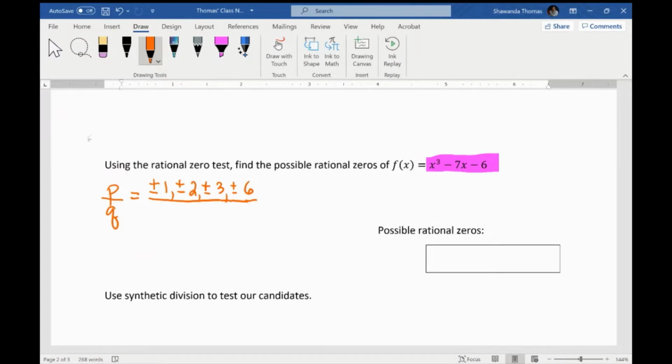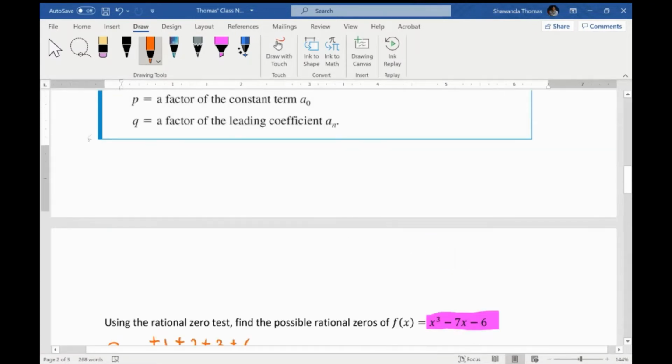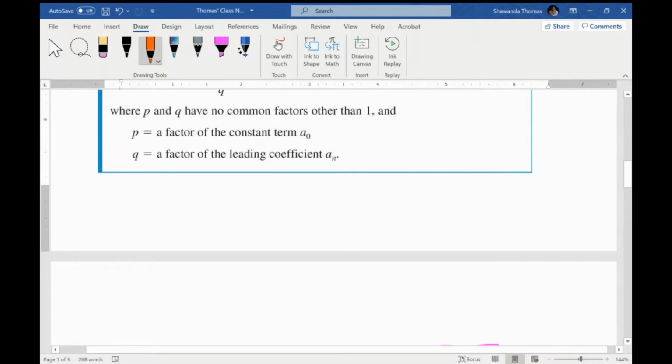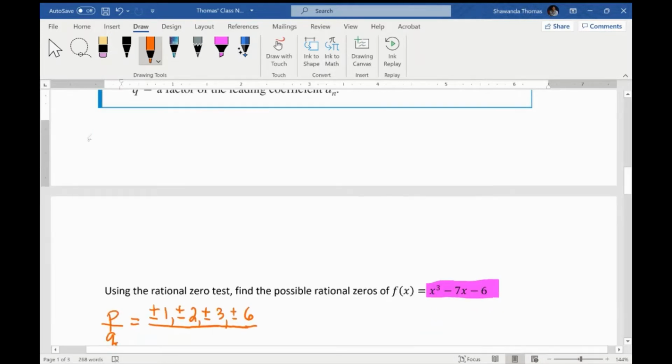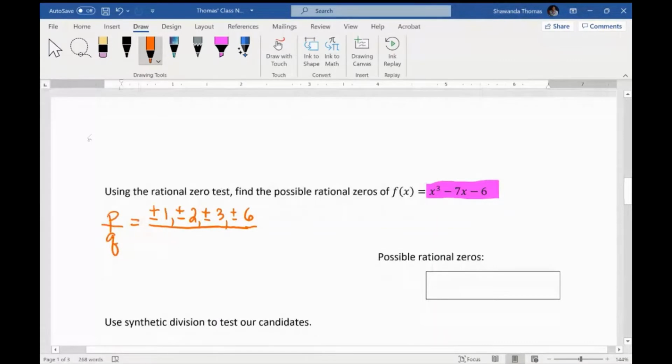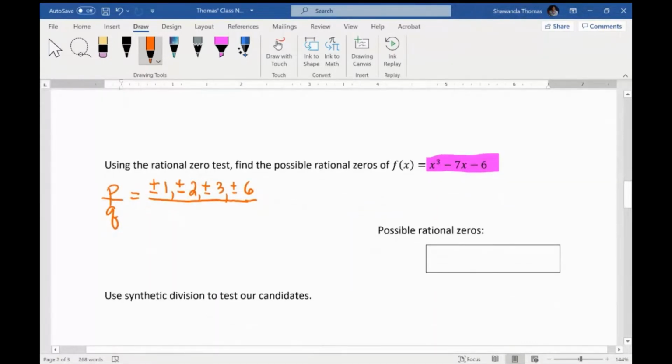All right. Let's see what Q is all about. Somebody else, just read to me. What is Q? What does it equal? A factor of the leading coefficient. Correct. So for our function here, what is our leading coefficient? 1. Correct. 1 is understood to be right there in front of x cubed. So that's not too bad. It's just plus or minus 1.